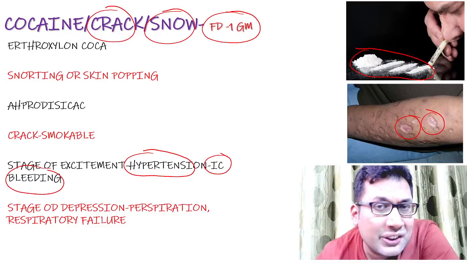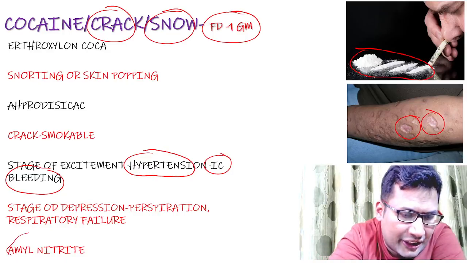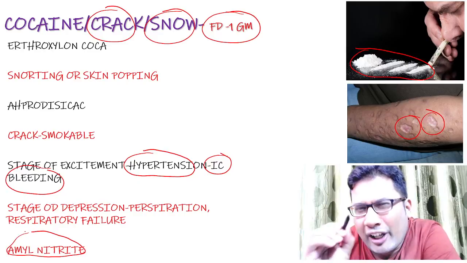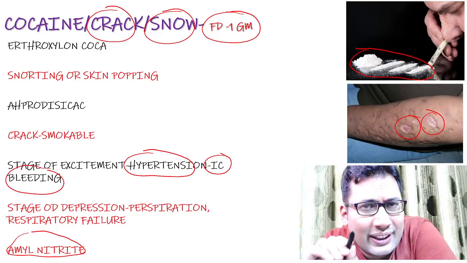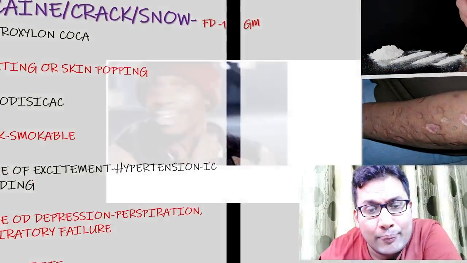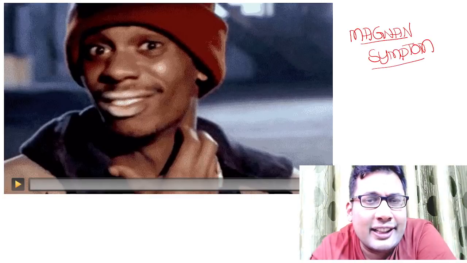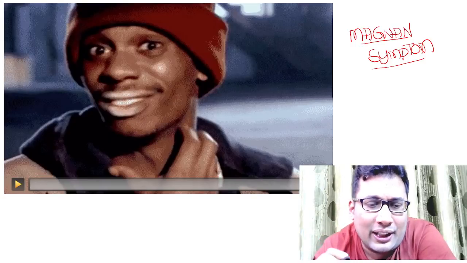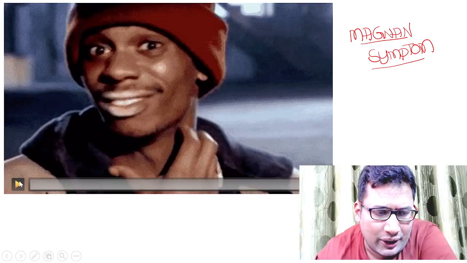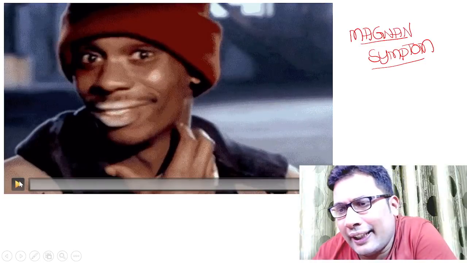The drug of choice is amyl nitrate. Amyl nitrate is given in case of cocaine poison. One more very commonly asked in case of cocaine poison is Magnan symptom. The Magnan symptom is very commonly asked. So this is asked in last exam. What is Magnan symptom? Tactile hallucination. So what is the finding? The finding is multiple scratch marks over the body. So this is the Magnan symptom which I am showing here. So it can be seen in case of cocaine poison.